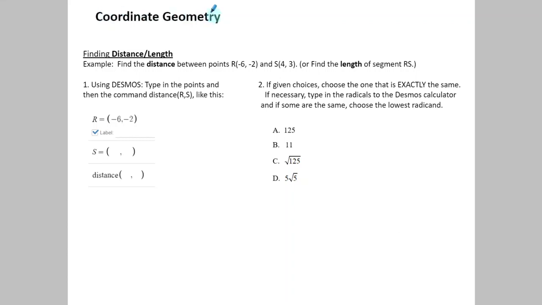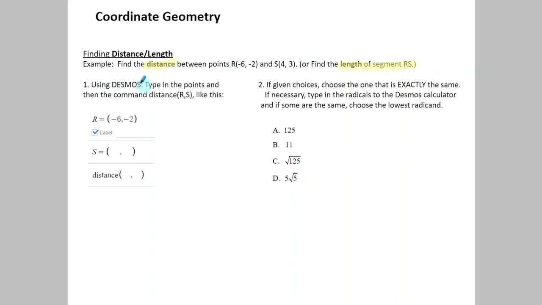In coordinate geometry, our objective is to be able to find distance, length, midpoint, endpoint, and slope in a coordinate plane. Let's start with finding distance or length. For example, find the distance between points R (-6, -2) and S (4, 3). Another way this can be asked is find the length of segment RS. Keep in mind for length or distance, you're doing the same thing.